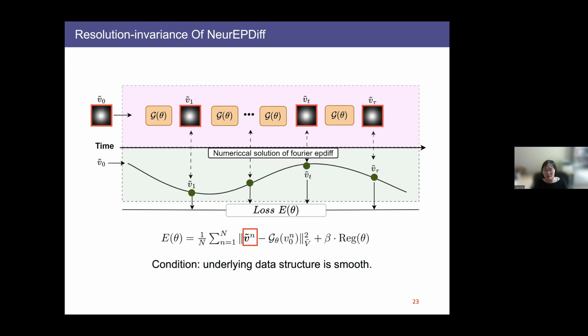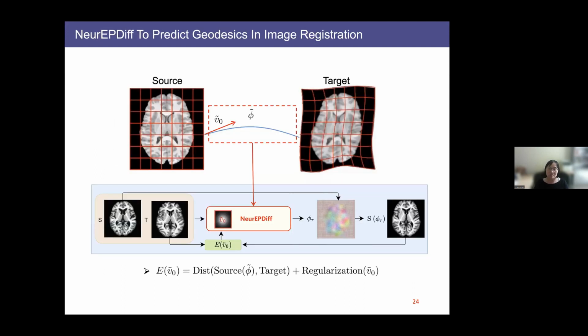And remember that the underlying data structure of the velocity is always smooth. That basically gives us another constraint that the network output is also smooth. So that's why we have a smoothing operator in every activation function of the neural layer to guarantee the smoothness.